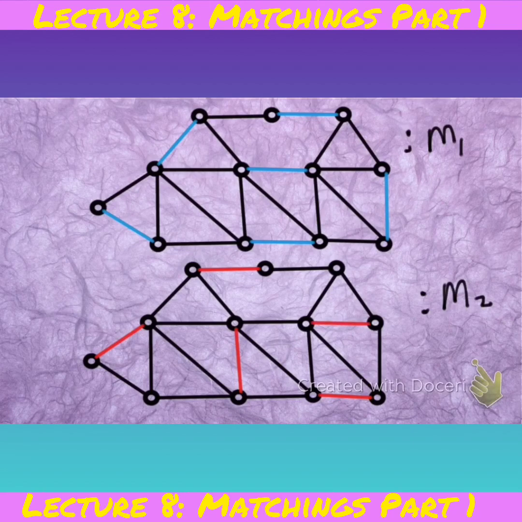Right, so there are my two matchings. Now let's look at the subgraph induced by the red edges and the blue edges.